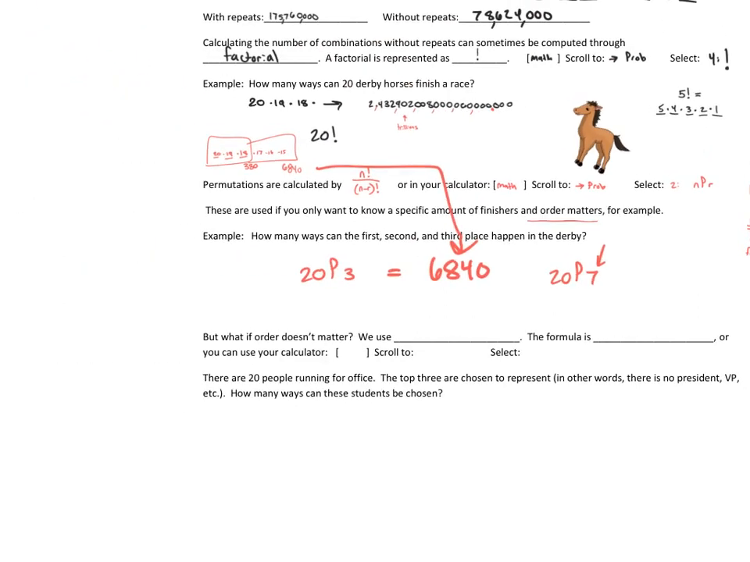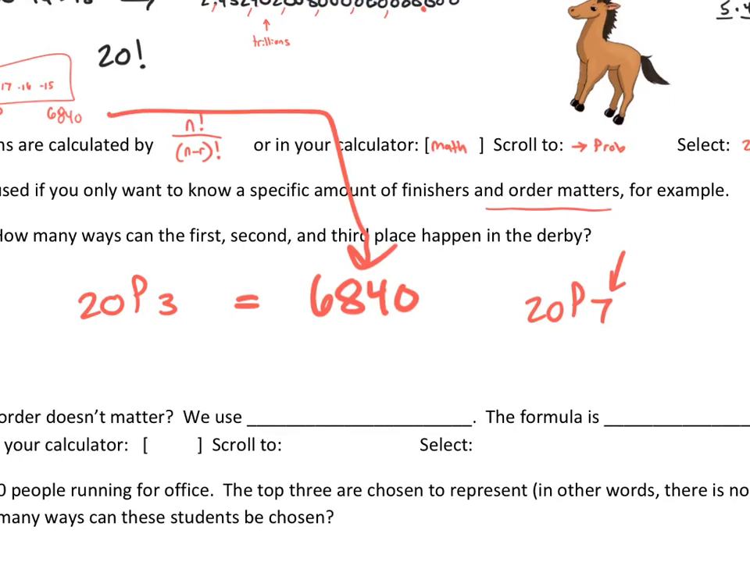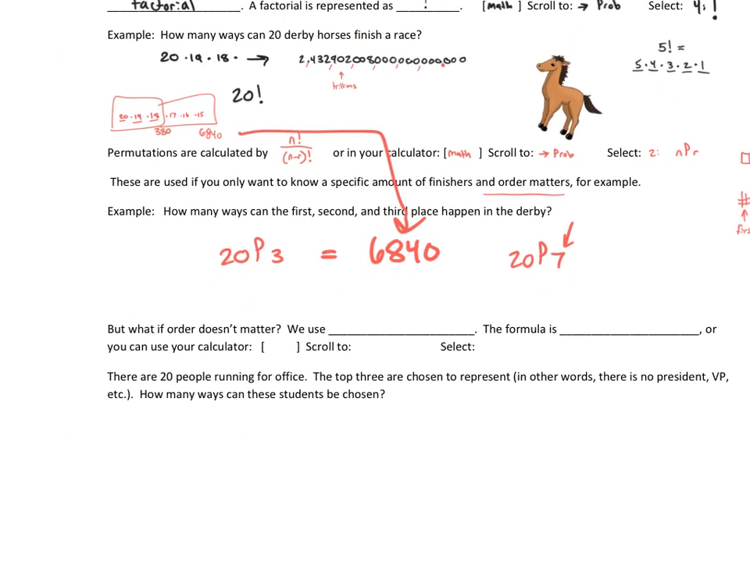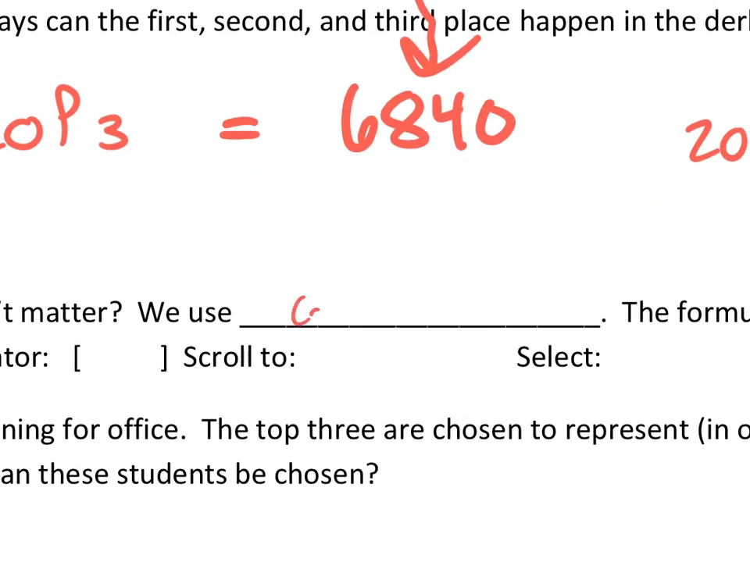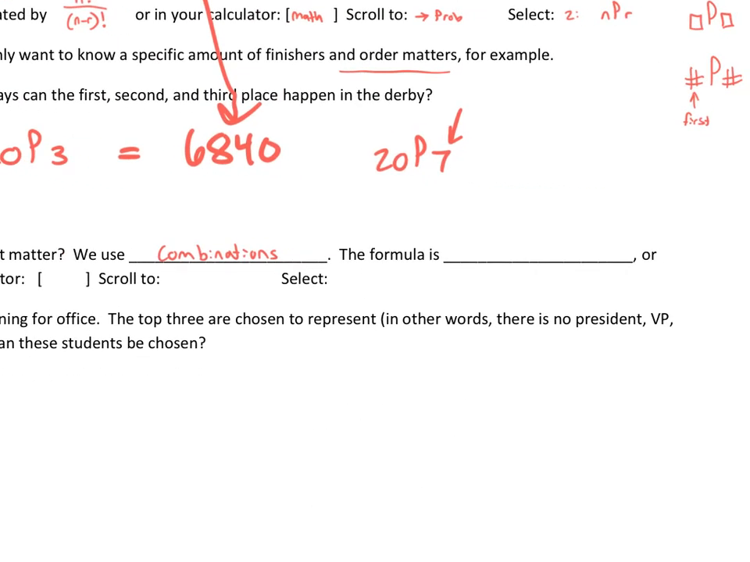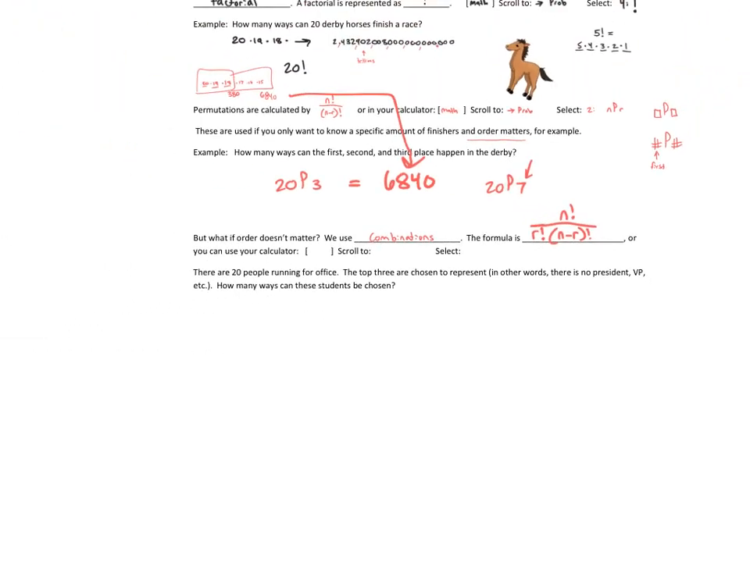Now, that's permutations, where the order matters, because first place is different than second place, which is different than third place. But what if the order doesn't matter? If the order doesn't matter, we choose something called combinations. And that formula is similar, and you won't ever really use the formulas. We're going to use our calculators.